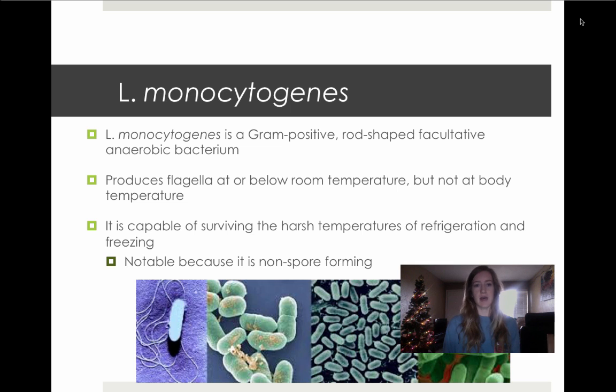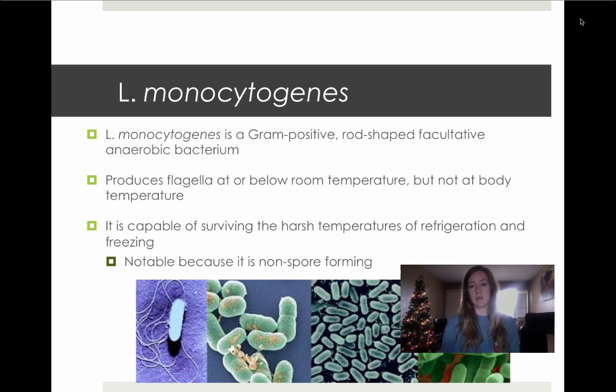The bacteria L. monocytogenes is a gram-positive, rod-shaped, facultative anaerobic bacterium. It produces flagella at or below room temperature, but not at body temperature, which is interesting because when it's inside our body, you would think that's when it would want the flagella being produced to move around and infect cells, but in fact, the mechanism by which it infects cells is more complicated than just flagella producing.